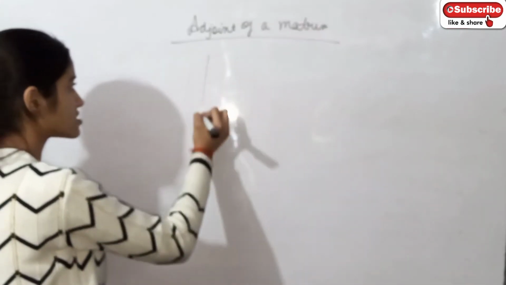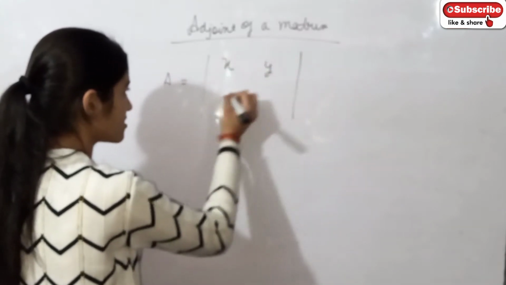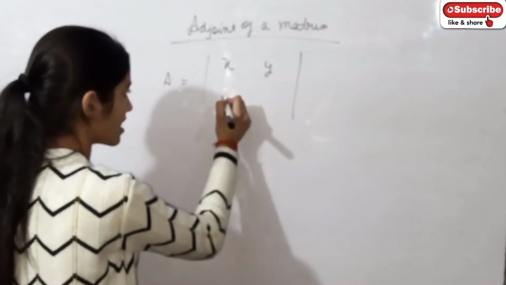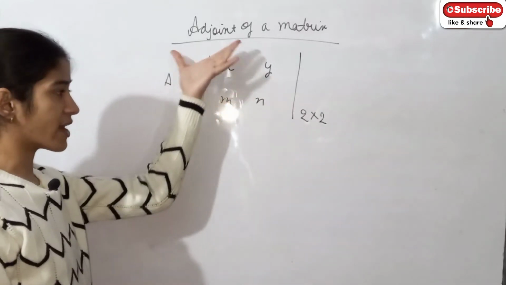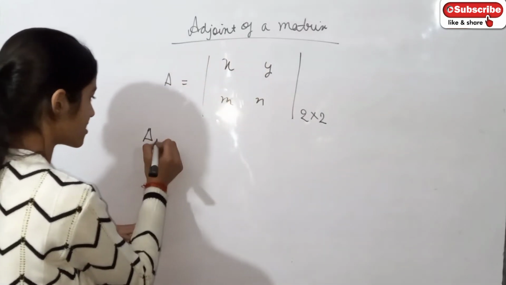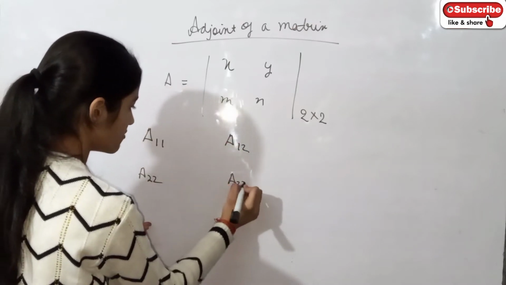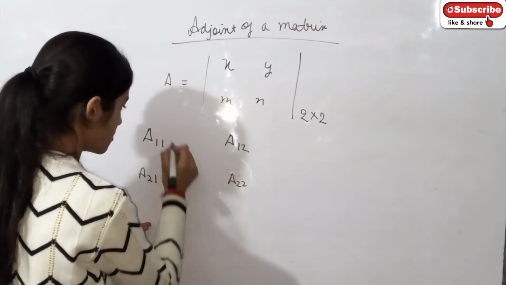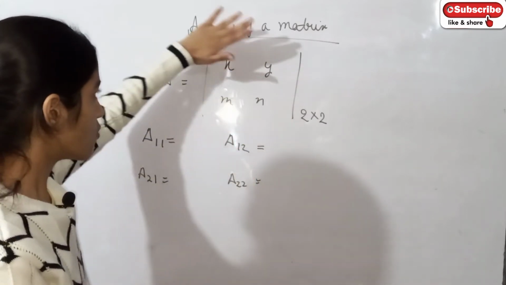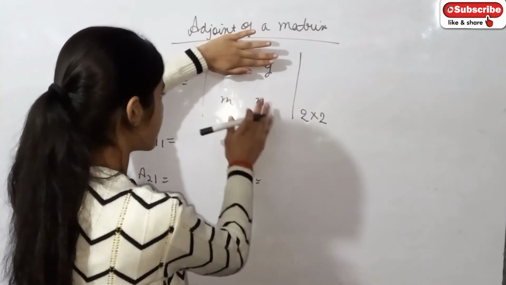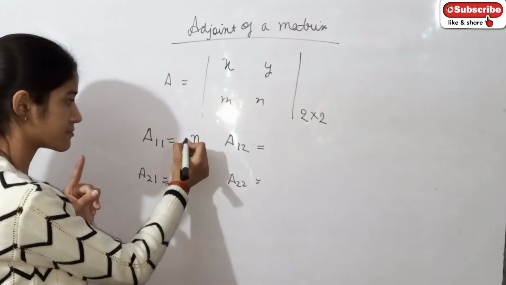Suppose determinant A is given, which is x, y, m, n, of order 2 cross 2. Then what is its adjoint? First we have to find the cofactor of that. We know we find the cofactor by multiplying the sign with the minor. What is the minor of x? It is n. 1 plus 1 is 2, which is even, so positive sign is there.